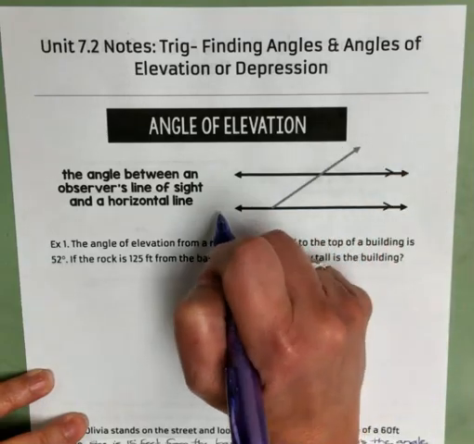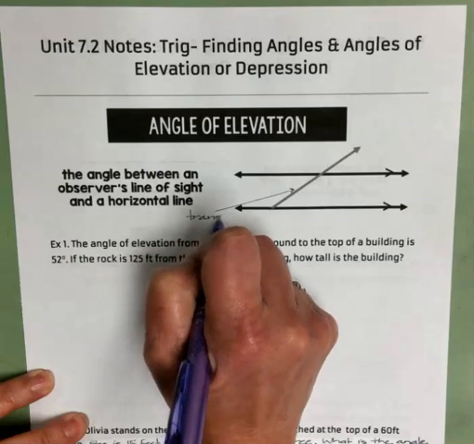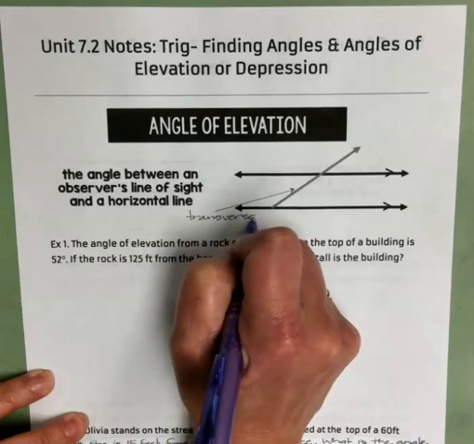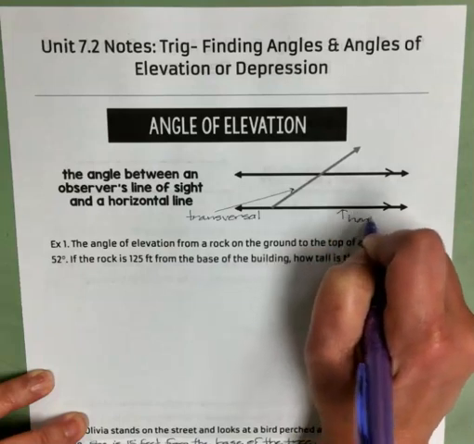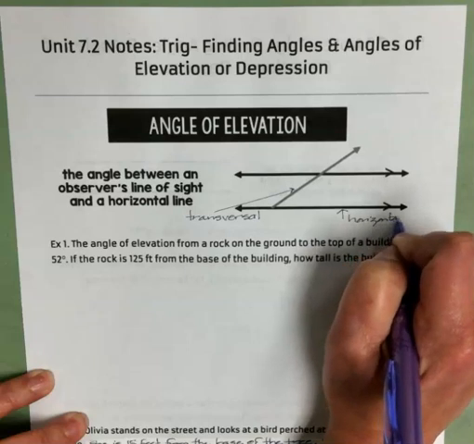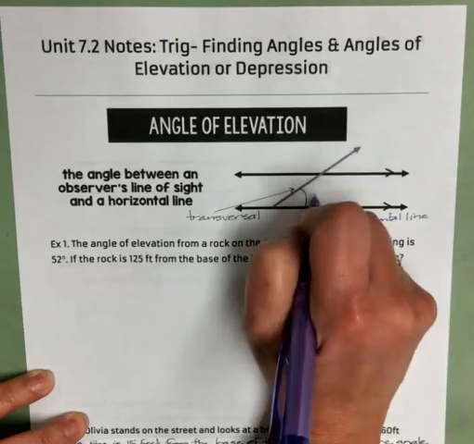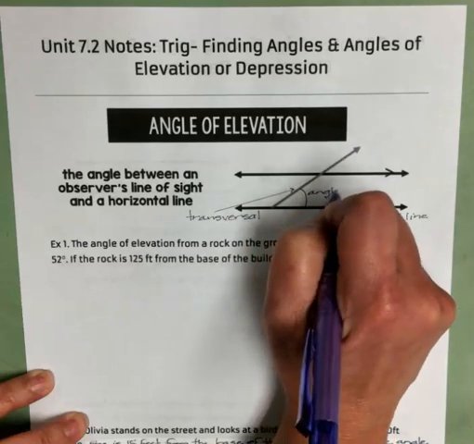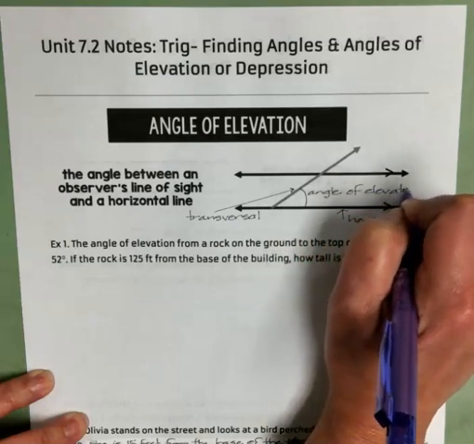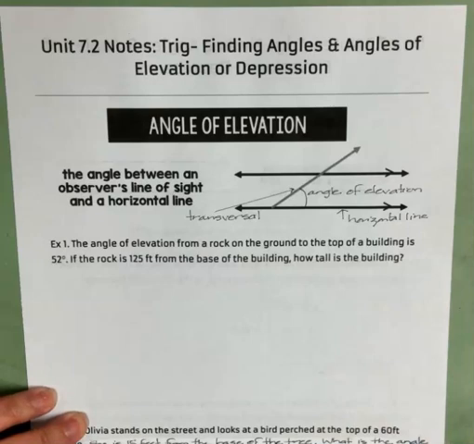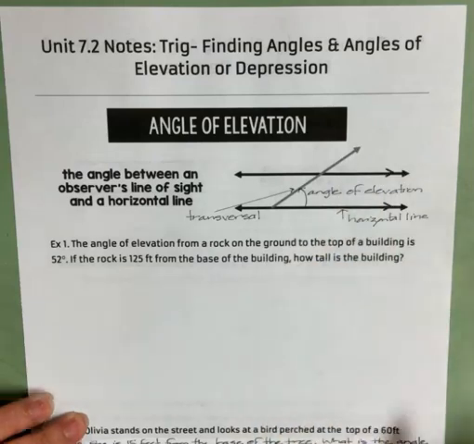So you can picture this as a transversal. This would be your horizontal line. And this would be your angle of elevation. Okay? And so it'd be like you are looking up at something here.